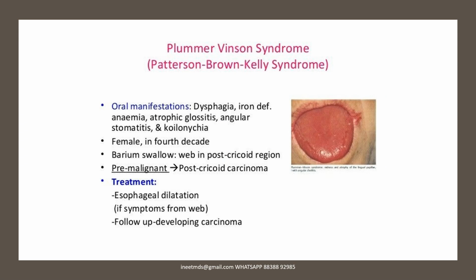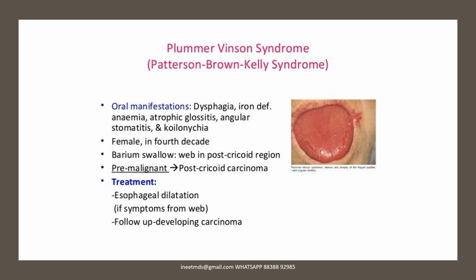Under iron deficiency anemia, there is an important condition called Plummer-Vinson syndrome, or Patterson-Brown-Kelly syndrome. Oral manifestations include dysphagia, iron deficiency anemia, atrophic glossitis, angular stomatitis and koilonychia. These are some of the classical clinical manifestations, of which the triad of Plummer-Vinson syndrome includes esophageal web, iron deficiency anemia and atrophic glossitis.